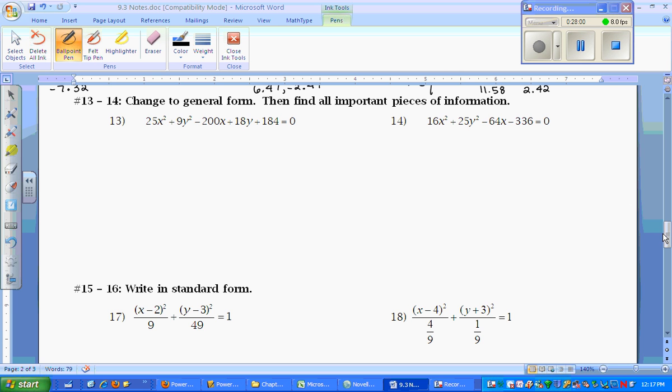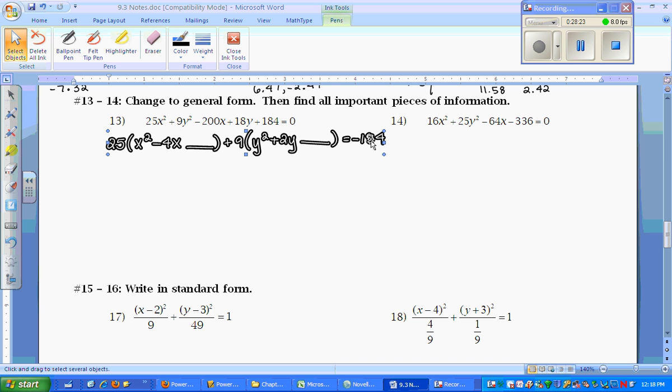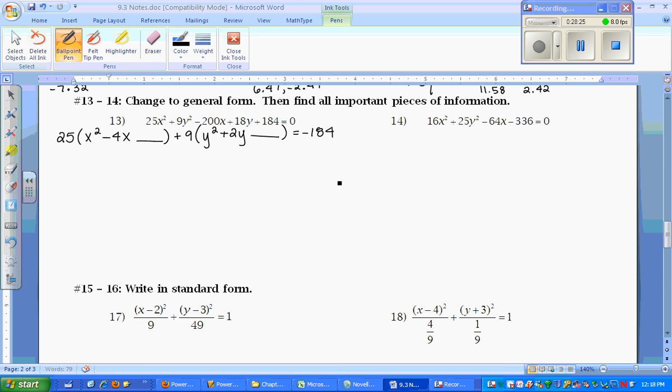Okay, making sure you can also change to general form. I'm going to take 25 out of my x's, so I have x squared minus 4x, and leave a space. I'm going to take 9 out of my y's, y squared plus 2y, leave a space. And I'm going to move 184 over to the other side by subtracting it. Give myself some more space.